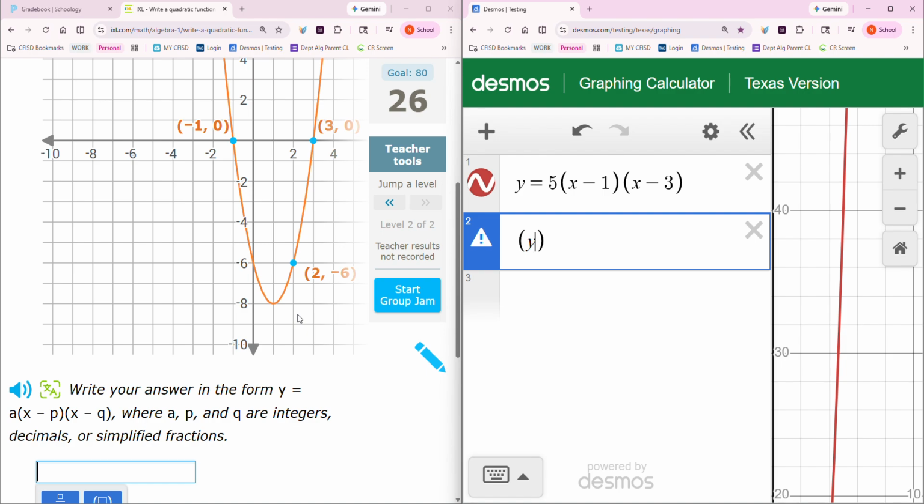Is my battery dead? Oh no, I think my mouse battery is dead. I gotta charge that. Oh, goodness.